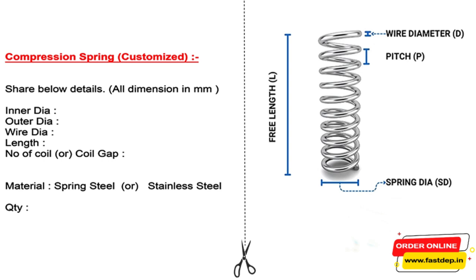That is inner dia, outer dia, wire dia, length, number of coils or coil gap, material, spring steel or stainless steel, it's your choice, and number of quantity. And let me show you some explanation about the details.